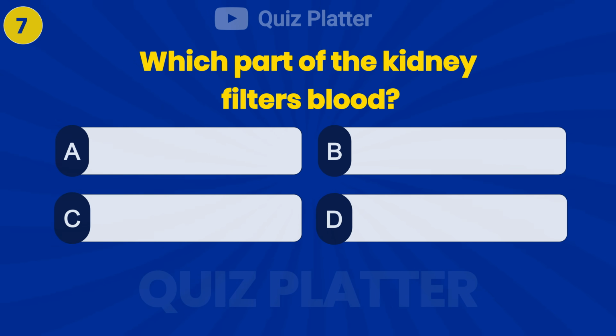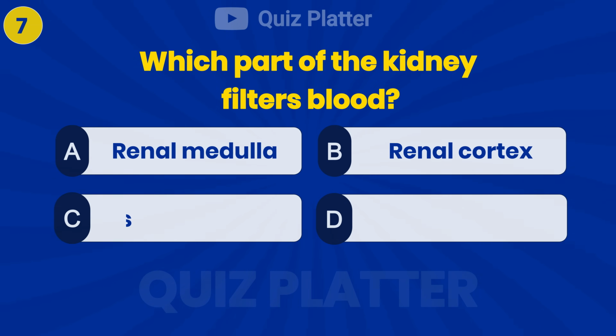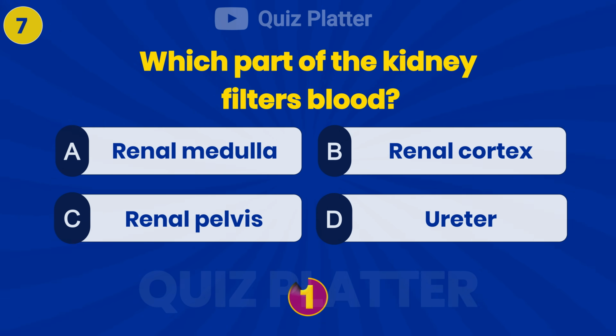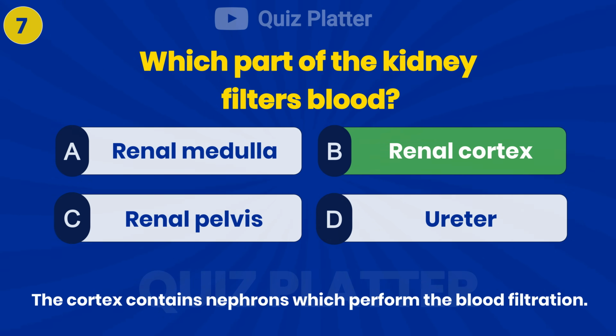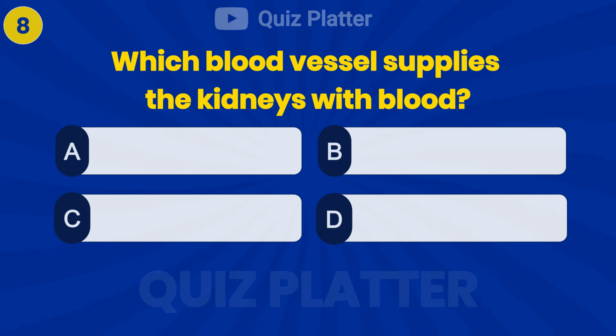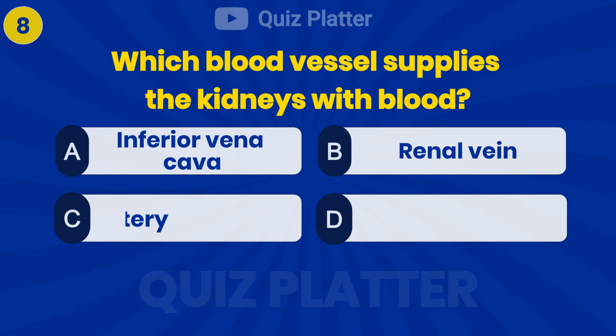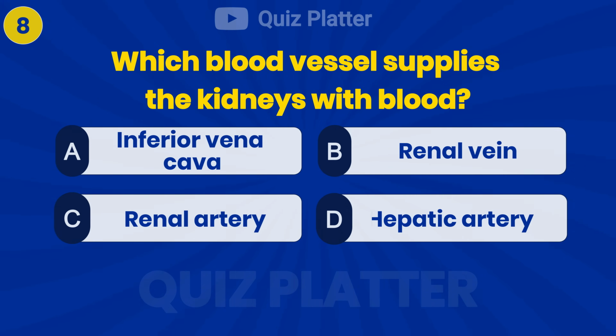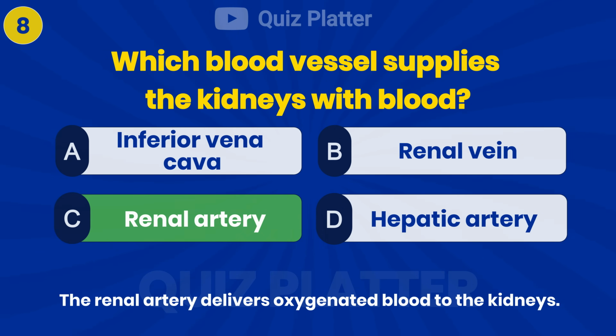Which part of the kidney filters blood? Answer: B. Renal cortex. Which blood vessel supplies the kidneys with blood? Answer: C. Renal artery.